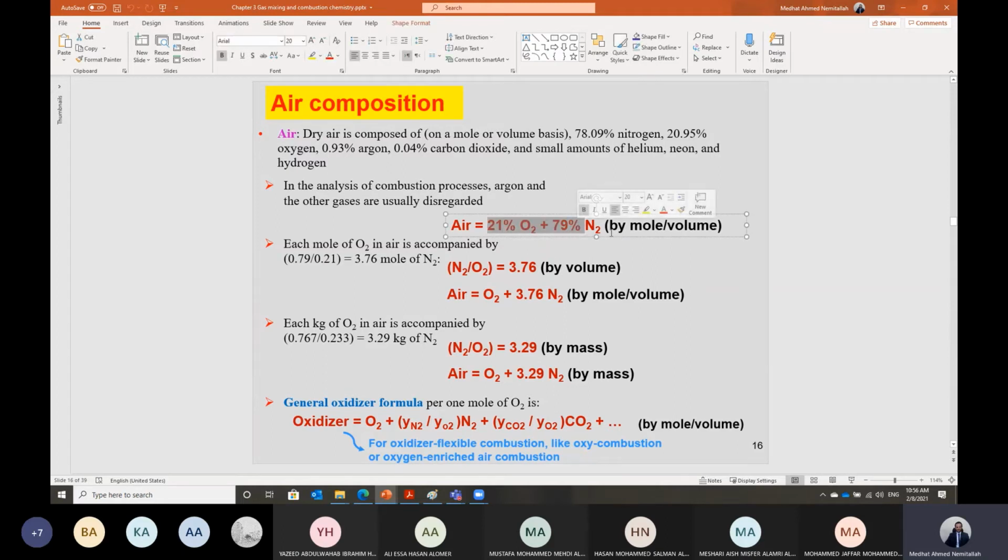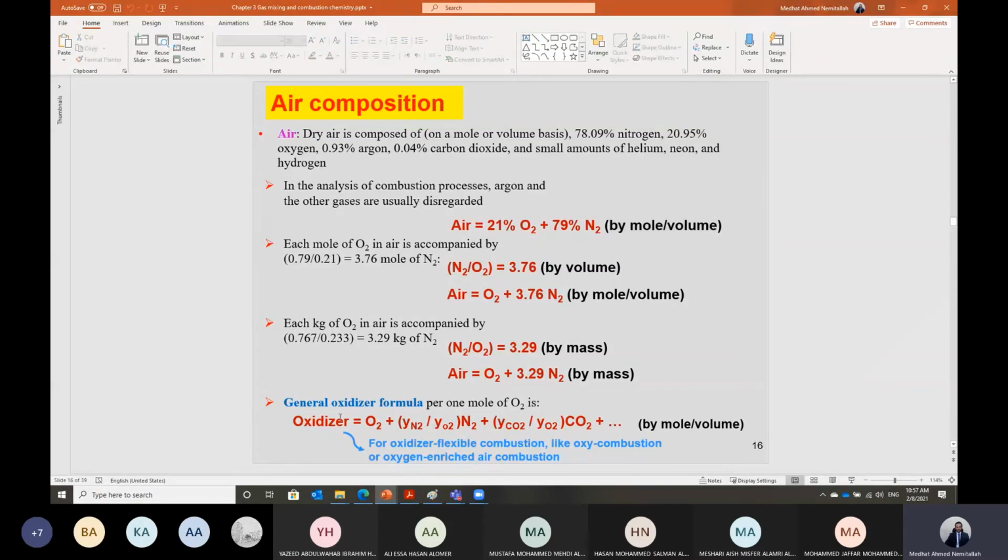Air is 21% O2 plus 79% N2 by volume. If we divide by 21, each 1 kilomole of O2 has 3.76 kilomole of nitrogen. But by mass, air is considered as 23% oxygen and about 76% nitrogen. We can convert from mole fraction to mass fraction. We have already given you the equation to convert it. The mass fractions of oxygen and N2 in air by mass are 0.23 and 0.76. If we divide by 0.23, then each kilogram of oxygen in the air has 3.29 kilogram of nitrogen. This is for your knowledge, because what we are concerned about is the molar ratio, because we write down the combustion equation per 1 kilomole of the fuel. We don't care about the kilogram.